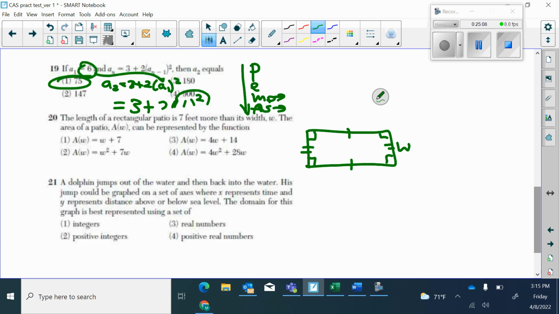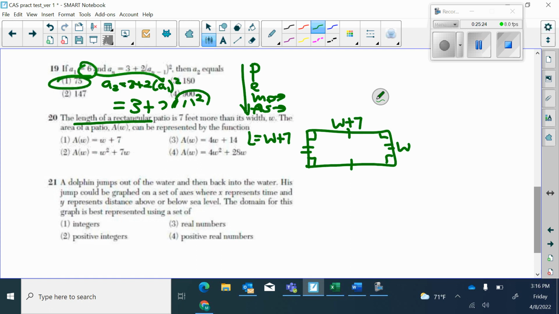Or you could have just had 4 right angles. That's also the definition. All right, so it says the length, which would be right there. Okay, the long one is 7 feet more than the width. So it's W plus 7. So now we plug in W plus 7 right there.